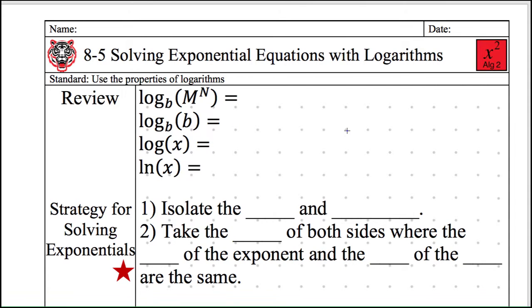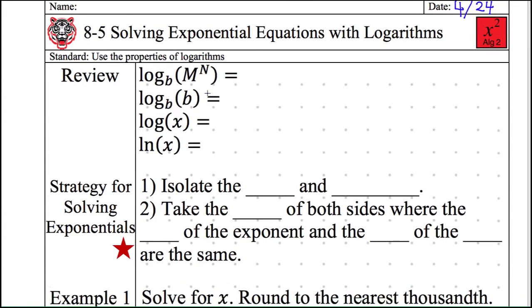All right, so we are in Algebra 2. Today's date is Wednesday, April 24th, 2019. All right, 8-5, solving exponential equations with logarithms. So this is still based on that last standard, use properties of logarithms, but now we're using them to actually solve things. And this is where we're starting to actually be useful. Why are logs useful? This is why.